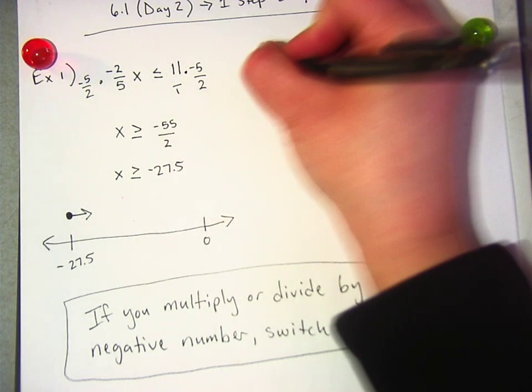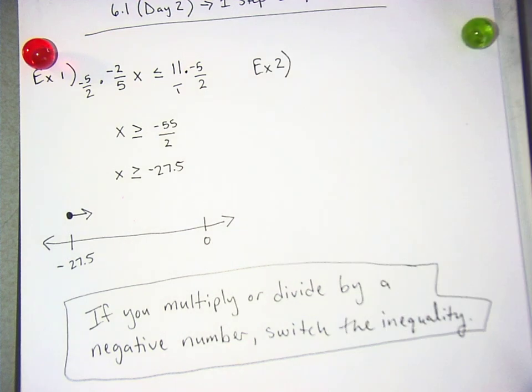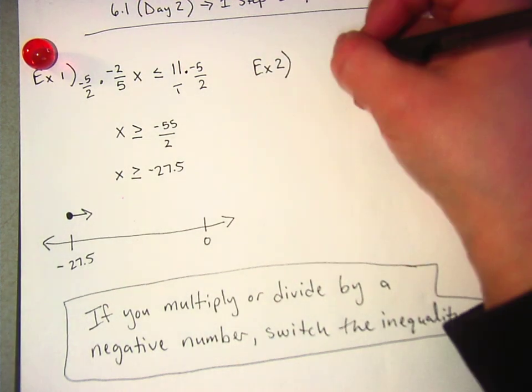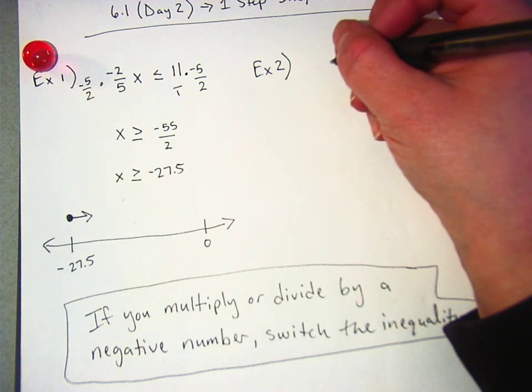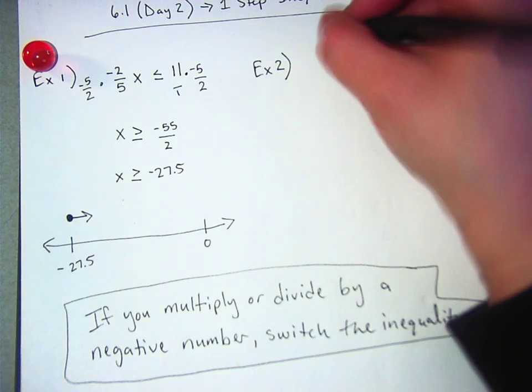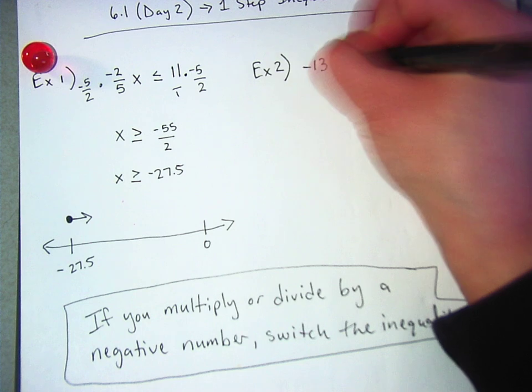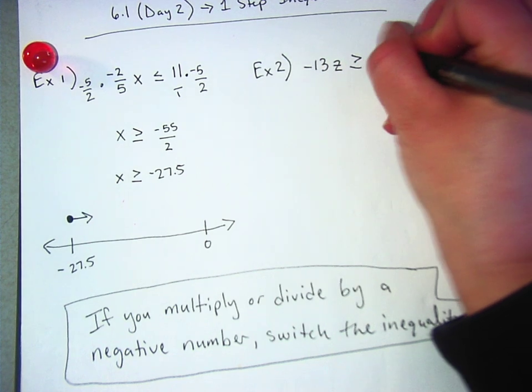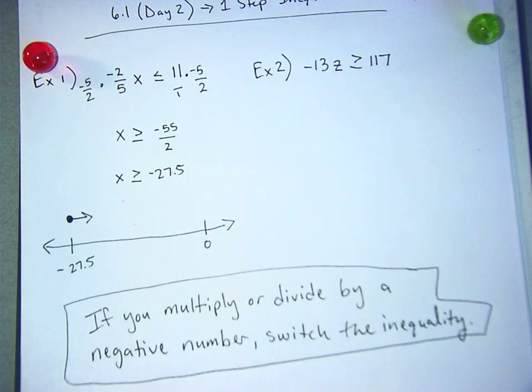Example 2, this one I'm going to give a prize for somebody. So let's do -13z is greater than or equal to 117. Feel free to use a calculator. Don't forget the thing that we just wrote down here. If you multiply or divide by a negative number, switch the inequality.